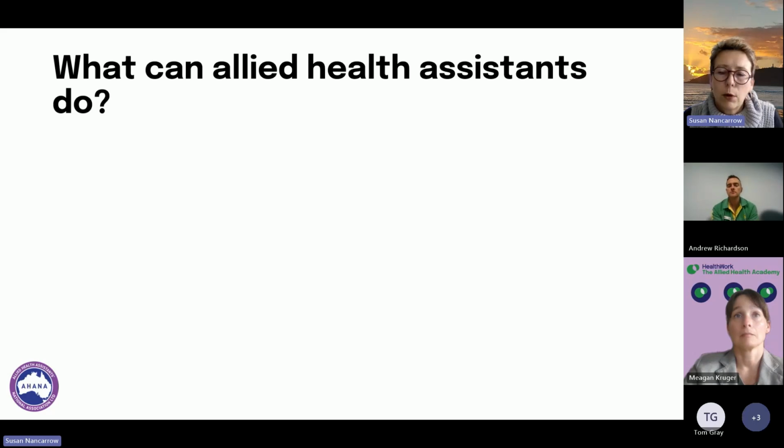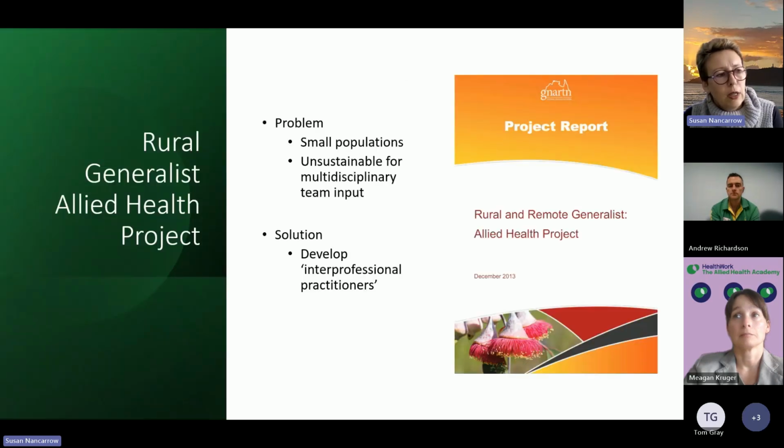And as I said, there are probably as many different tasks for allied health assistants as there are allied health professionals. I've just taken an example here that I think really illustrates the way that we can use allied health assistants quite effectively. It's a 10-year-old project, and it was actually developed in far northern Australia to meet workforce shortages in rural and remote areas. But the models are valuable.